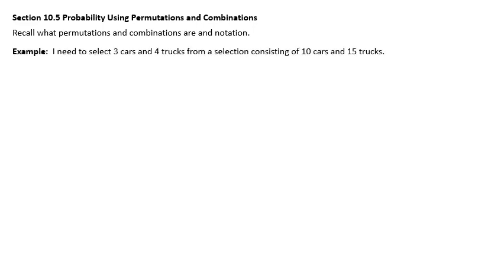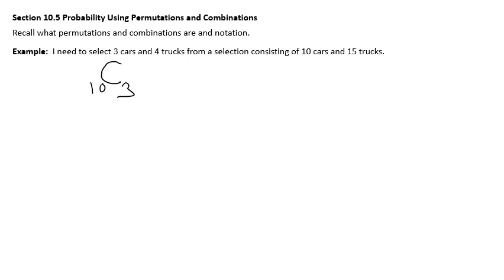Now, let's consider the following. I need to select 3 cars and 4 trucks from a selection consisting of 10 cars and 15 trucks. So, since I only need to select these items, it doesn't appear there's any particular order. There's not first, second, and third. Nothing indicating there's order. This is a combination, but it's a collection of 2 combinations, because if I'm selecting 3 cars, I need to select the 3 cars from 10.